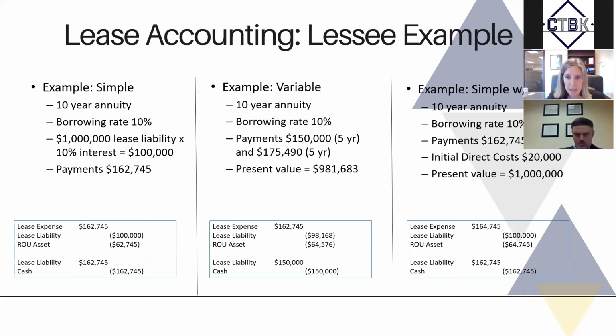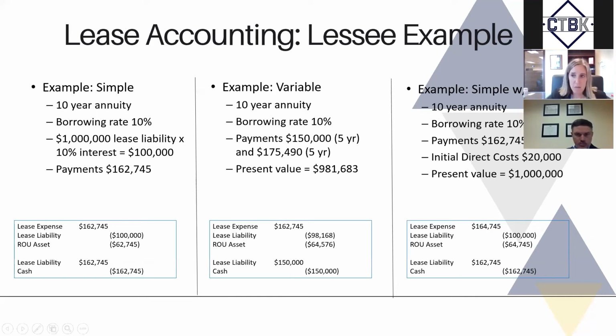My lease liability, again, was $1 million. The million times 10% would give me the $100,000 credit to my lease liability. And my right of use asset would be the difference between the two. At the end of the year, I make the payment and I have a debit to my lease liability of 162,745 and a credit to cash.